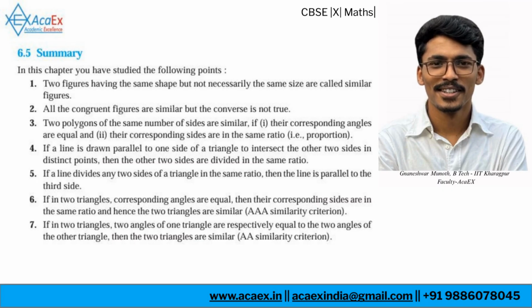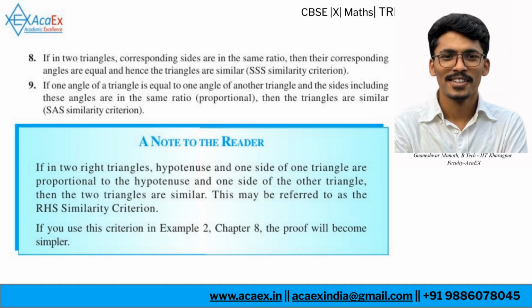AAA similarity criterion: if all corresponding angles of 2 triangles are equal, the triangles are similar. AA similarity criterion: if 2 angles of one triangle are equal to 2 angles of another, the triangles are similar. SSS similarity criterion: if the corresponding sides of 2 triangles are in the same ratio, the triangles are similar. SAS similarity criterion: if one angle of a triangle is equal to one angle of another, and the sides including those angles are proportional, the triangles are similar.